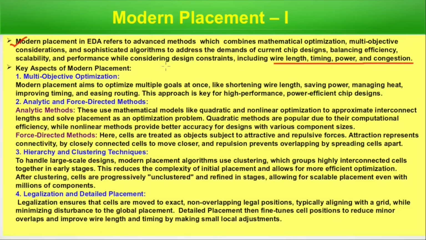So we will take help of tools, and tools are guided by algorithms, and algorithms are developed based on physics and maths. So sophisticated algorithms, mathematical optimization, and multi-objective considerations address the demands of current chip designs, balancing efficiency, scalability, and performance while considering design constraints like wire length, timing, power, and congestion. So that's quite a critical and complex job. Key aspect of modern placement: multi-objective optimization. Modern placement aims to optimize multiple goals at once, like shortening wire length, saving power, managing heat, improving timing, and easing routing.